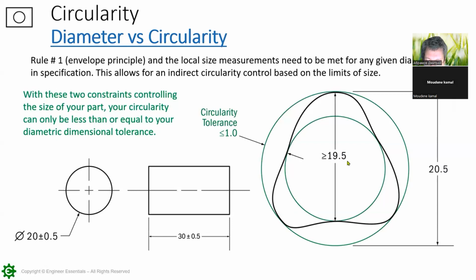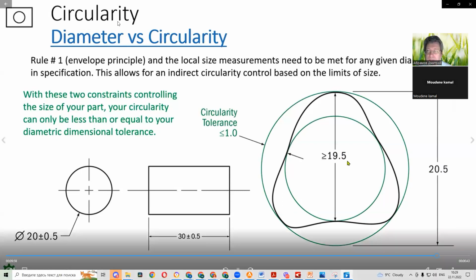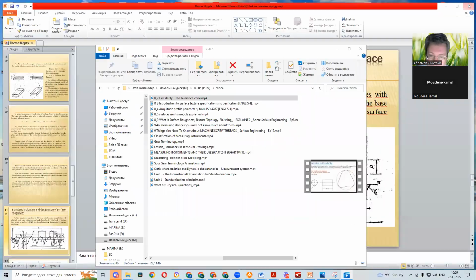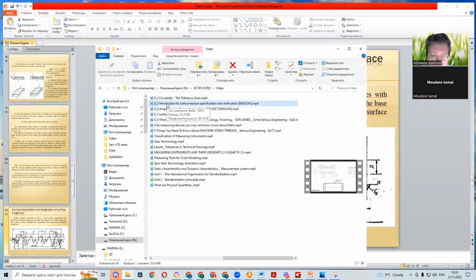Again, we just wanted to make this quick video to show you the actual tolerance zone here and explain what that inner green circle is, because it seems like more often than not, as everyone goes through circularity, they're not paying attention to or understanding what that inner circle is. So, the next video is the introduction to surface texture specification and verification.